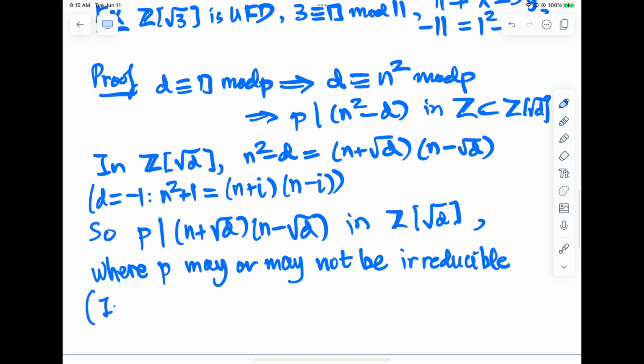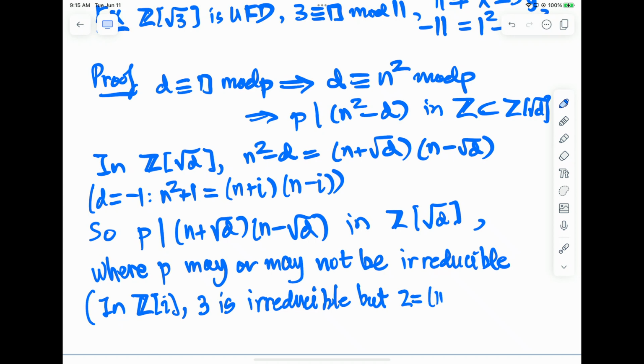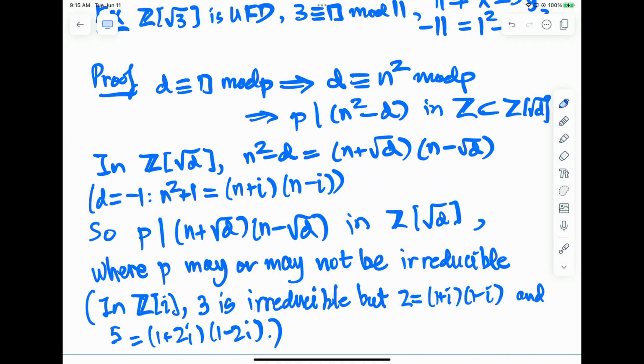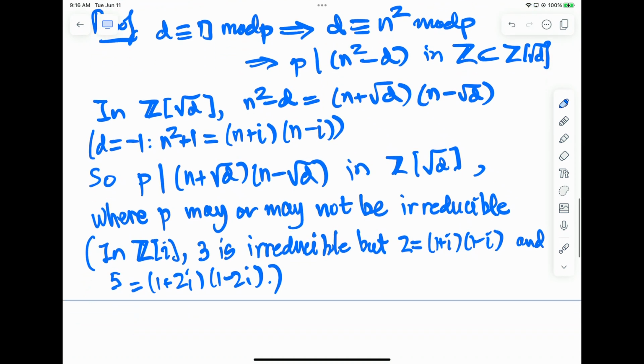So, for example, let's go back to Z bracket i. 3 stays prime. Let's just say 3 is irreducible. But 2 is 1 plus i, 1 minus i, and 5 breaks up. 5 is 1 plus 2i, 1 minus 2i. So a prime in Z may or may not be prime, may or may not be irreducible, in a larger ring. And so we're going to take cases.